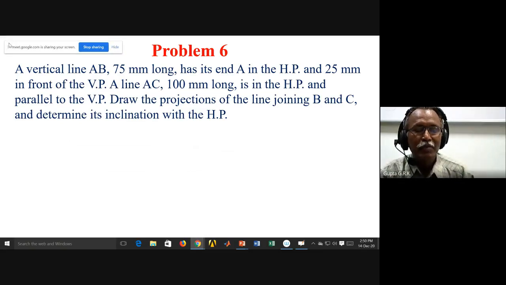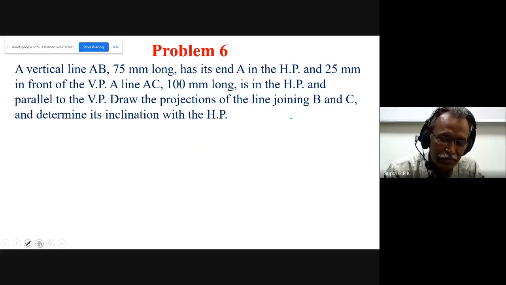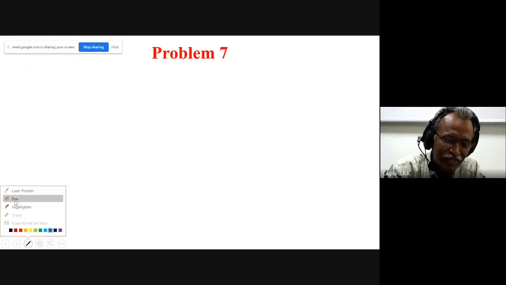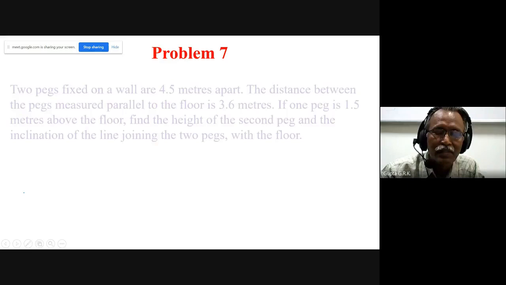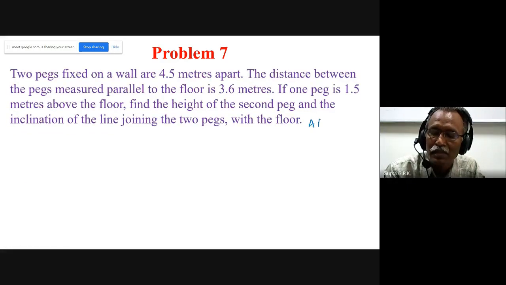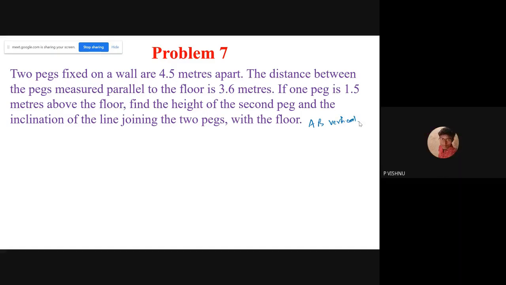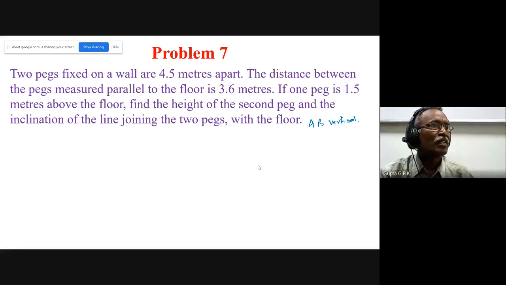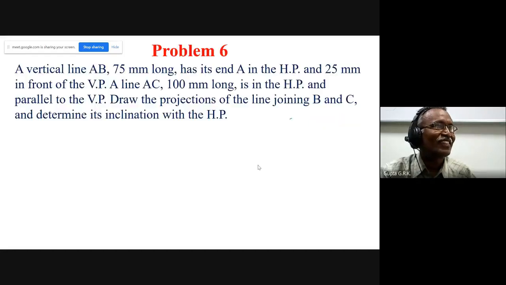A vertical line AB is vertical. Okay. Went to the next problem. Previous. Yes, so you changed the question. Any problem? You changed the question, sir. Problem number 6 is Problem 7, sir. We were in problem 6. Okay, right. Sorry. Problem 6 is not done.